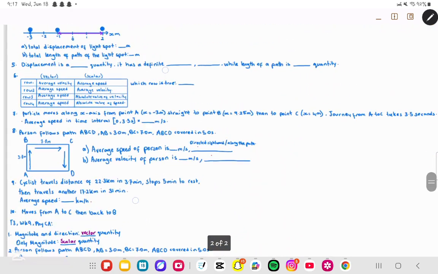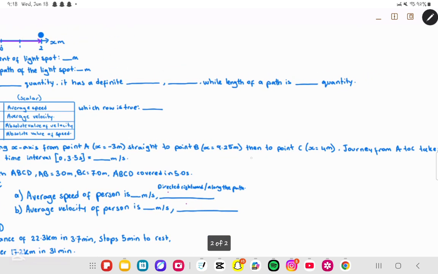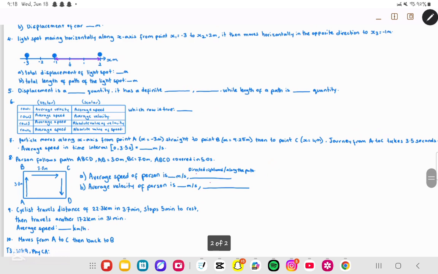Question number 5. Displacement. Okay. Displacement is what? First of all, it is a vector quantity, meaning it has a definite direction and magnitude. So displacement is a vector quantity. It has a definite direction and magnitude, while the length of a path is a scalar quantity. That means it does not have any direction. It only has a magnitude.